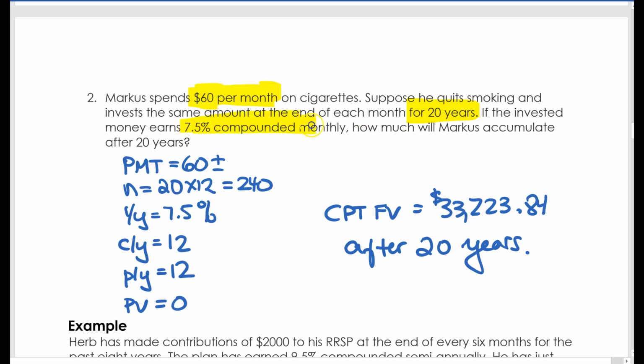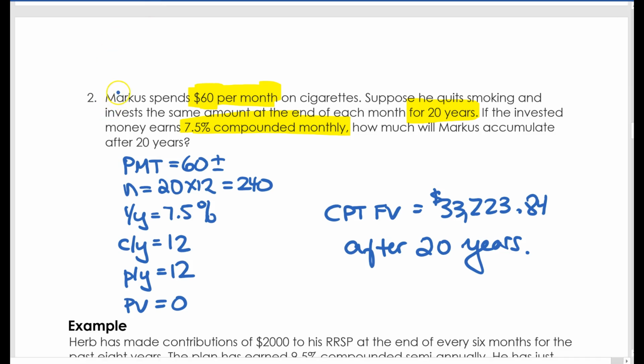Our interest rate was 7.5% compounded monthly, so CY is 12. PY is also 12 because he's putting in $60 per month, starting out with 0, so present value is 0. Okay, compute future value, and you get $33,223.84. So that's pretty good, putting in $60 a month, but you'll end up with $33,000. That's a lot of savings.